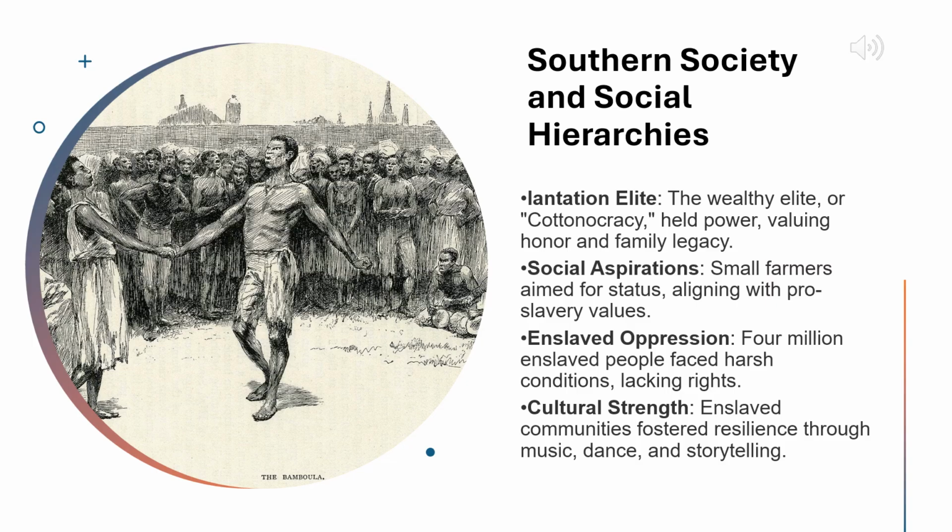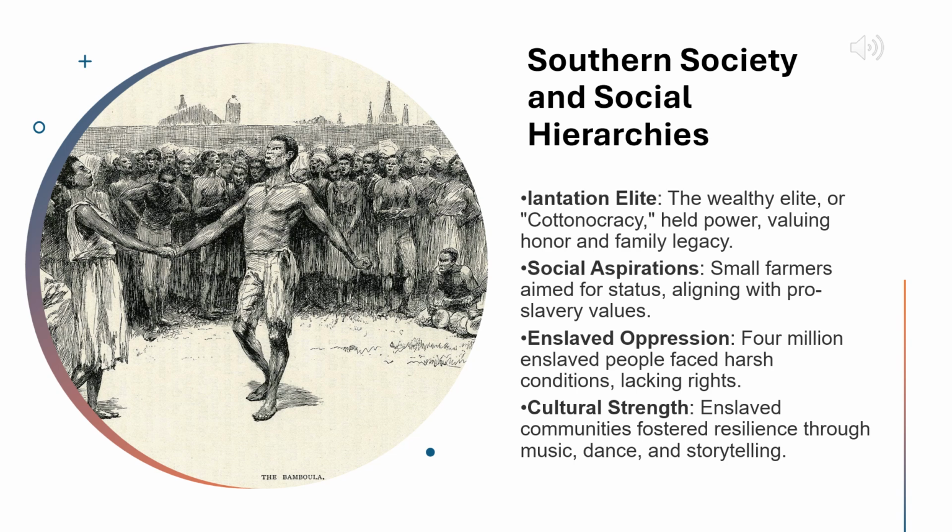Southern society was characterized by strict social hierarchies and a rigid class system. At the top were the plantation elite, often referred to as the cottonocracy. These individuals were wealthy, politically influential, and considered the guardians of the Southern culture and values. They adhered to a code of honor that emphasized hospitality, social responsibility, and maintaining the family legacy. This code often dictated behavior and interactions, fostering a culture that valued reputation and social standing.